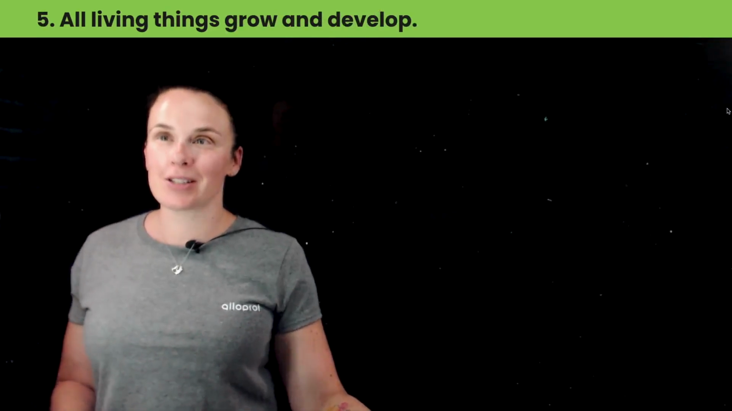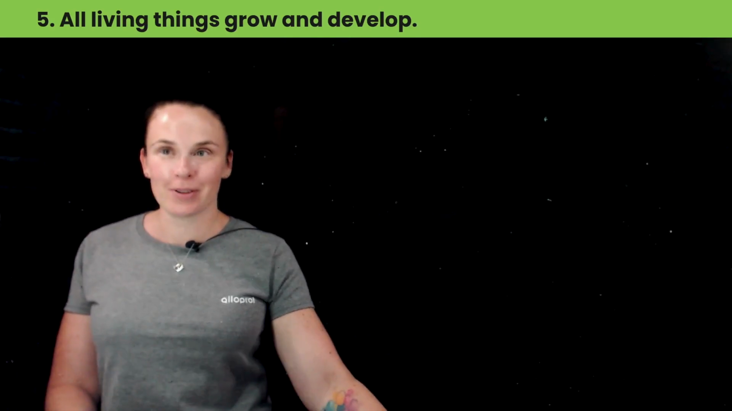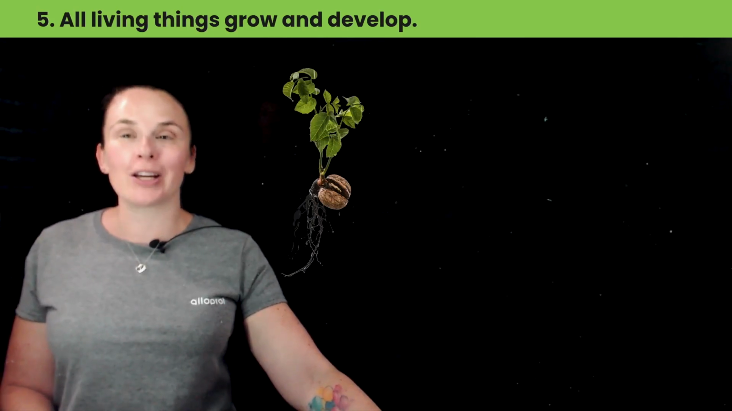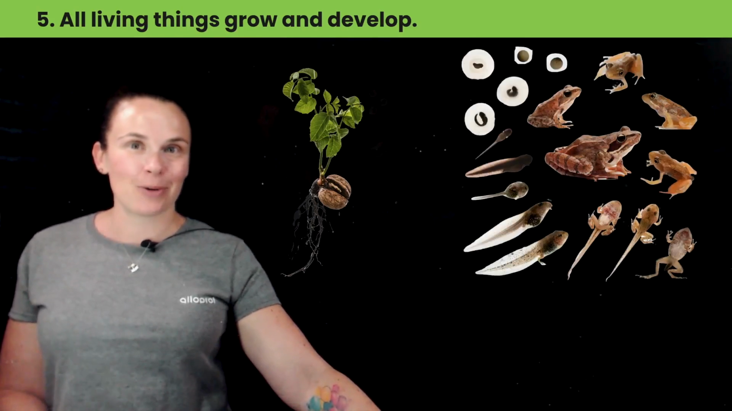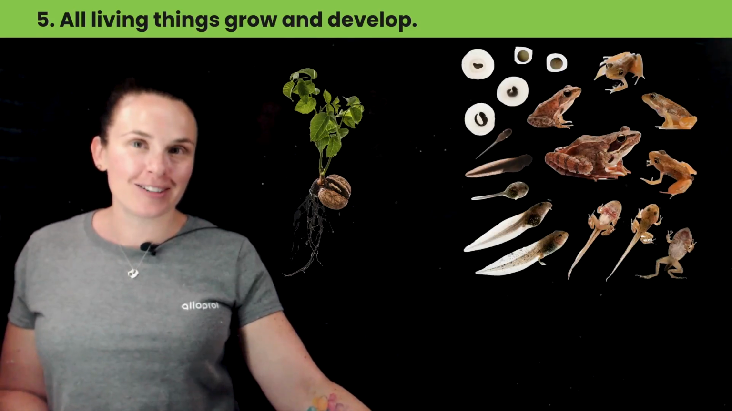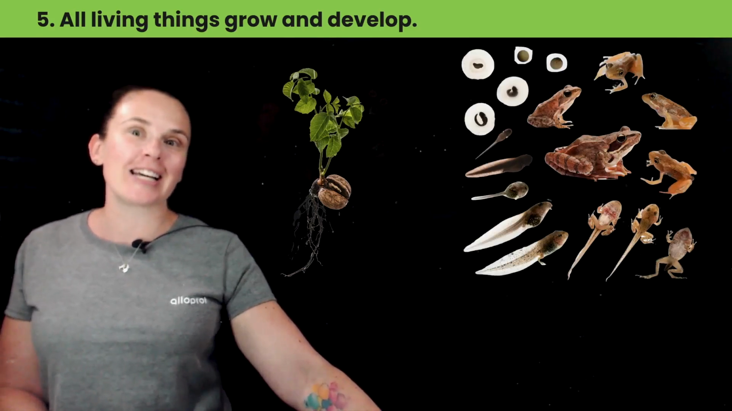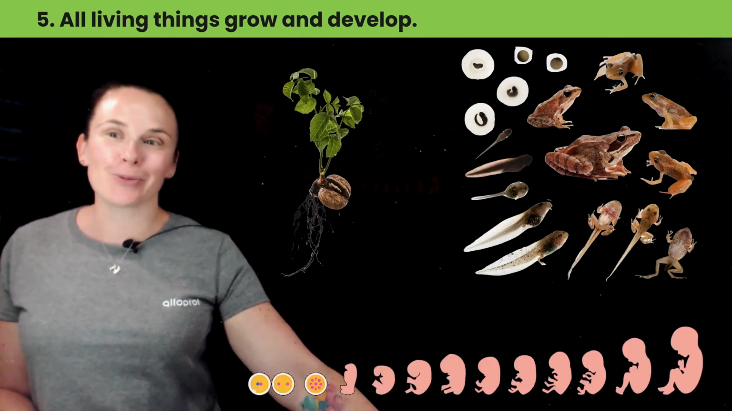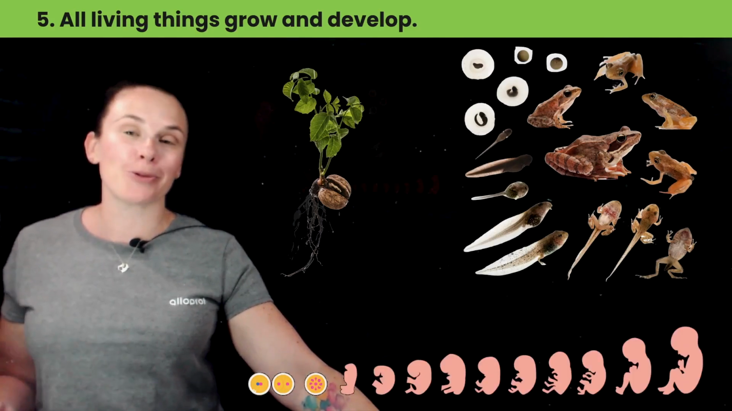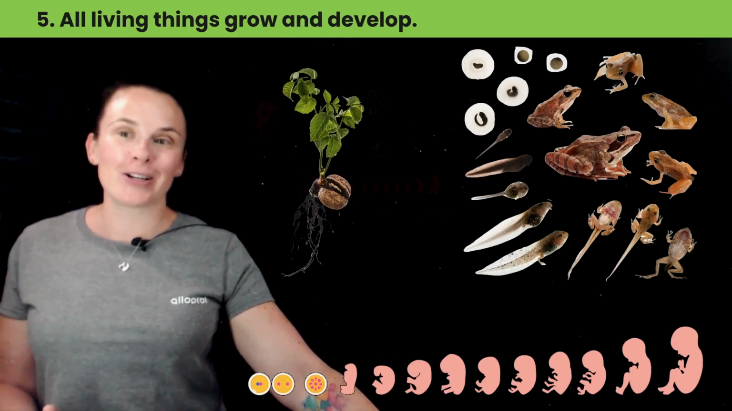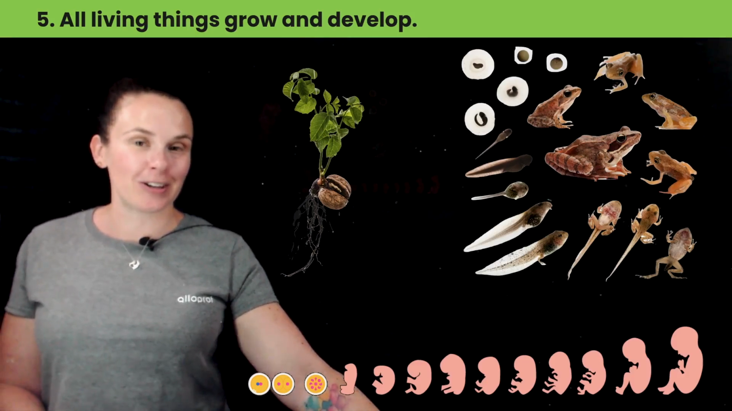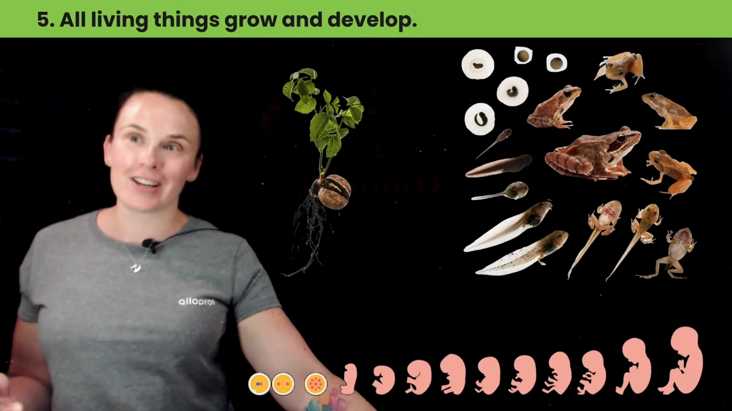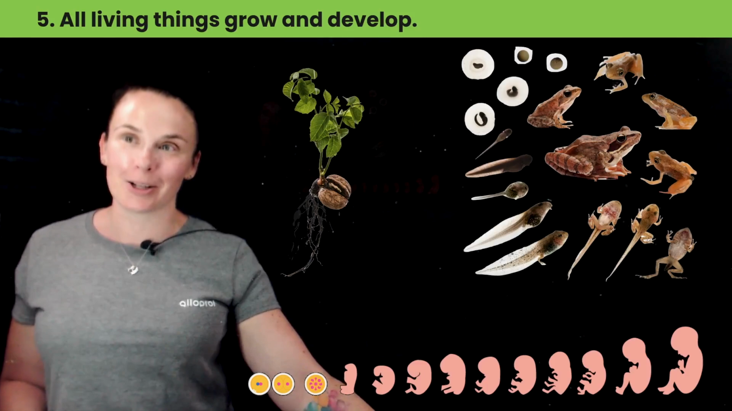So our fifth characteristic is that all living things grow and develop. So for example, we have a walnut, and that walnut will eventually grow into a tall walnut tree. Then we have eggs laid by a frog, and they will eventually grow into tadpoles and develop into full adult frogs. Humans will also grow and develop throughout their lifespan, from the uterus throughout their lives. So no matter where or what or who, all living things will continue to grow and develop.